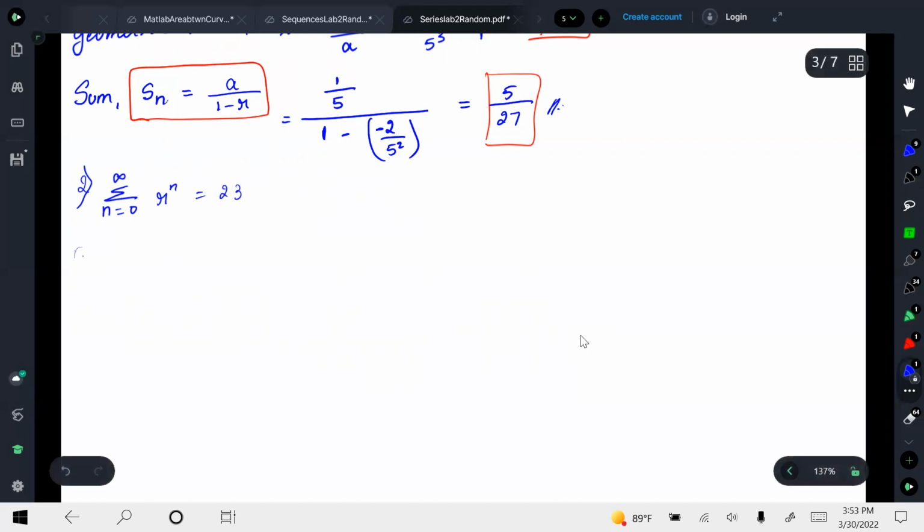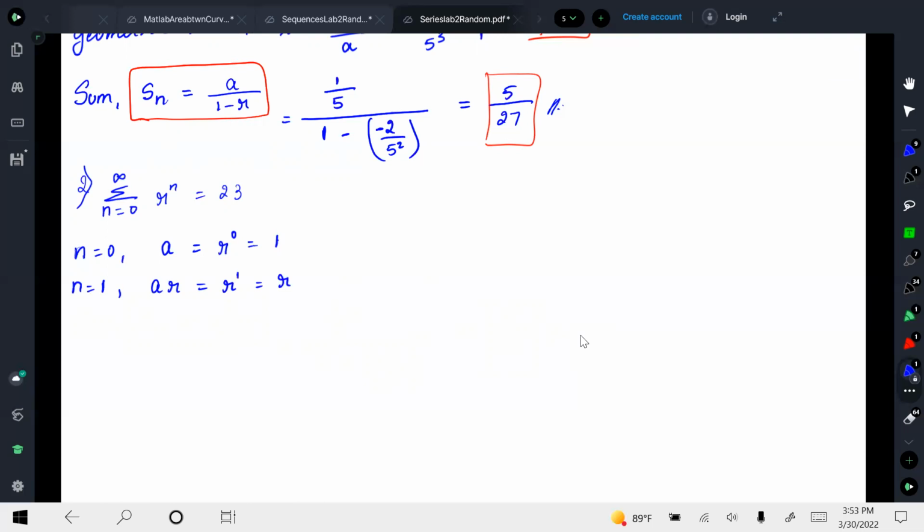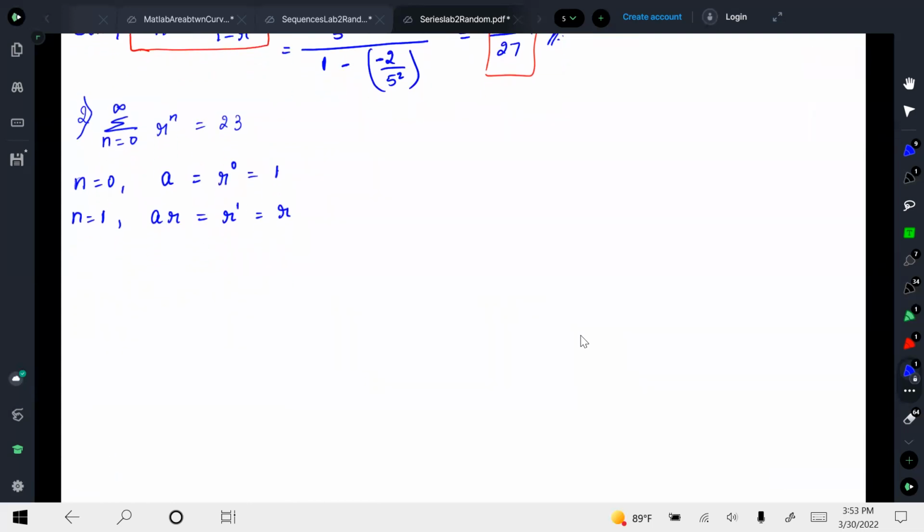Okay, now you will follow the same steps as we did in the previous problem. For n equal to 0, we get a, the first term. So r to the power of 0 is 1. Now for n equal to 1, we get the second term, ar, that will be equal to r, because r to the power of 1 gives you r. Okay, now we need to find a constant. The sum is given. The sum is 23, right?